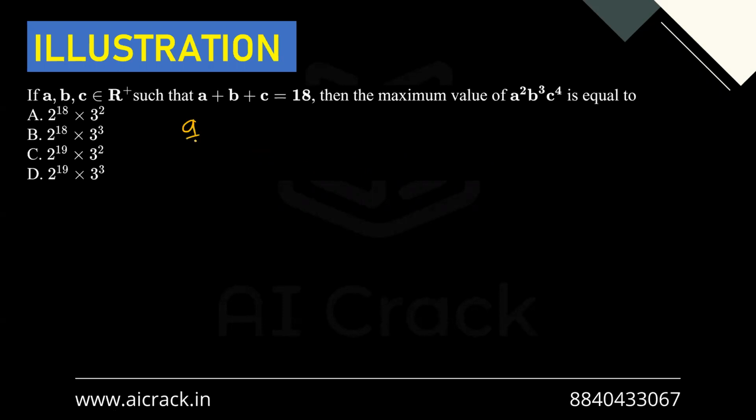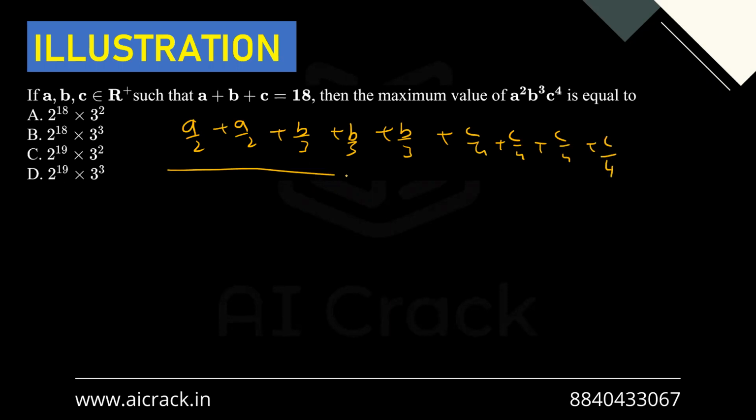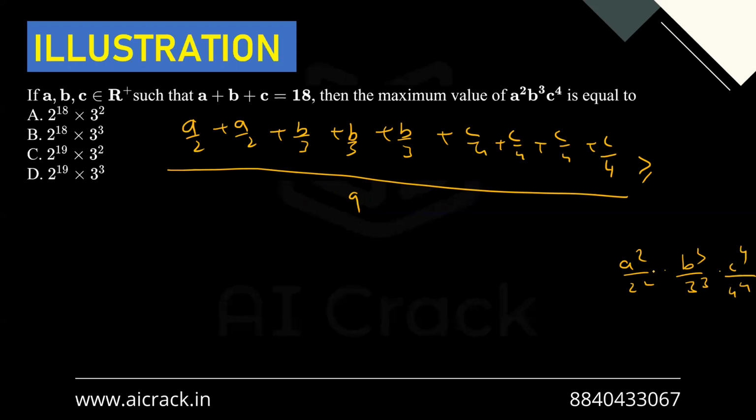So that is why I have taken A by 2 plus A by 2 plus B by 3 plus B by 3 plus B by 3 plus C by 4 plus C by 4 plus C by 4 plus C by 4, divided by, we have got 4 plus 3 plus 2, so that would be 9, greater than or equal to, and you can then find the value. That would be (A square divided by 2 square, times B cube divided by 3 cube, times C to the power 4 divided by 4 to the power 4) raised to the power 1 by 9.